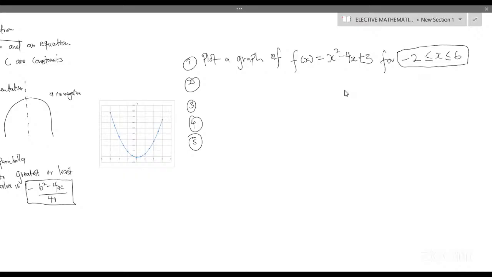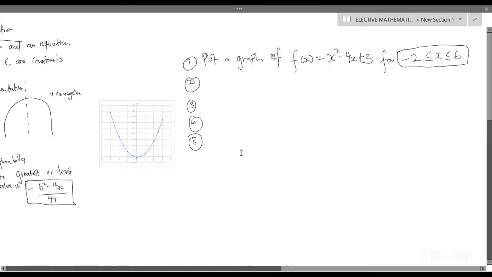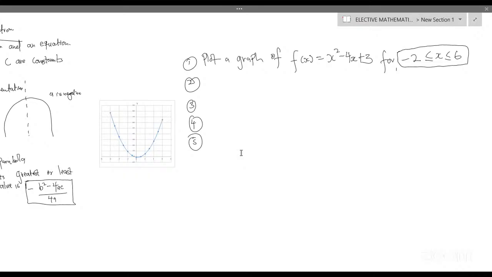So -2 to 6. So we are going to plot this graph first. So now go to your calculator and give me the coordinates. So first of all, you go to mode, you go to table 7.